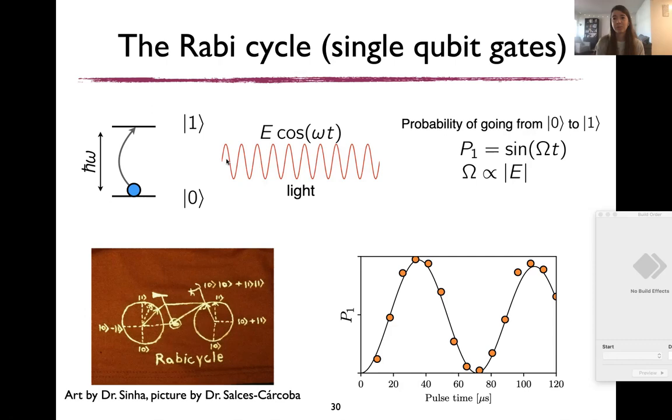And if I leave it on for even a little longer, I will, with a very high probability, maybe 99.999 something percent, be able to excite my qubit into state one. So this is the principle behind most of the single qubit gates, where by shining light for a specific time, I can control whether I'm in state zero, one, or some arbitrary superposition.